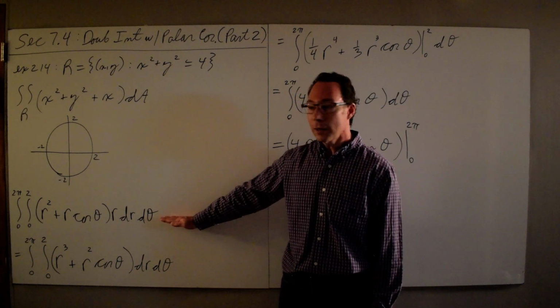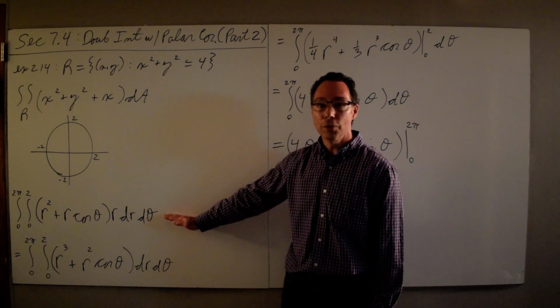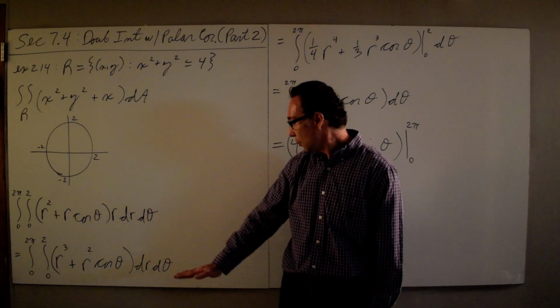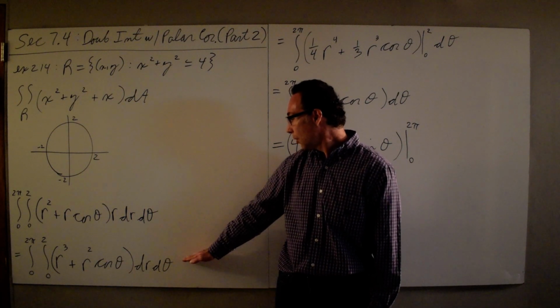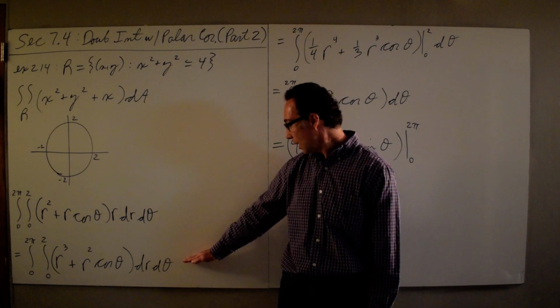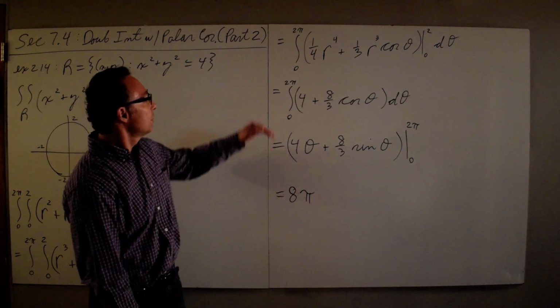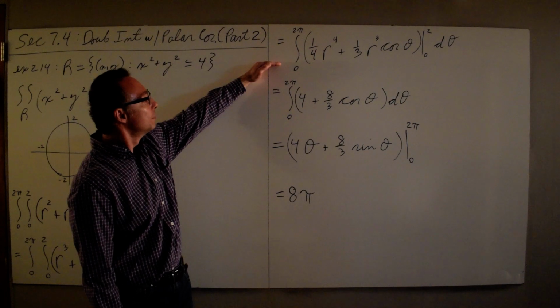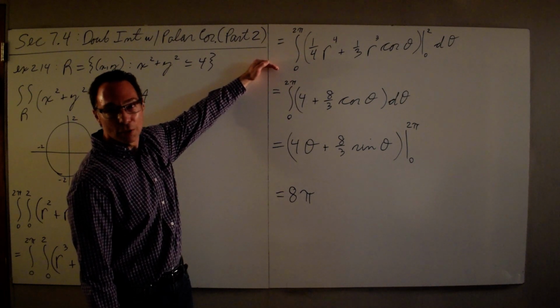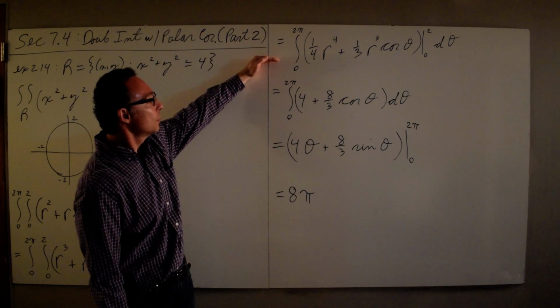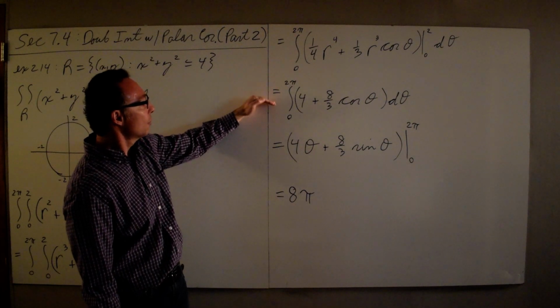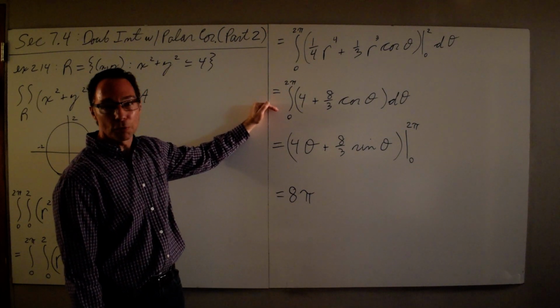This integral here is not terribly difficult to evaluate. Distribute the r through. So we have r cubed plus r squared cosine theta dr d theta. So we find an antiderivative with respect to r. The r limits of integration are 0 to 2. Substitute 2, substitute 0, subtract. And it simplifies to this.